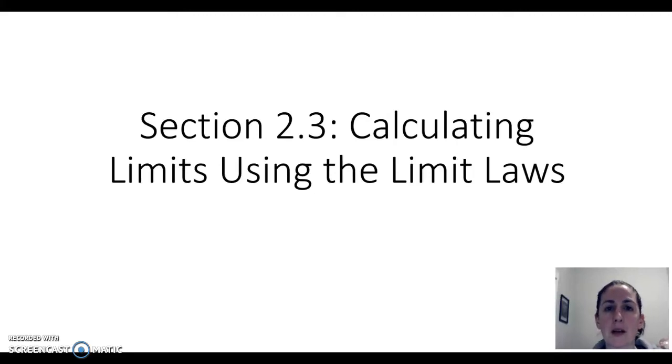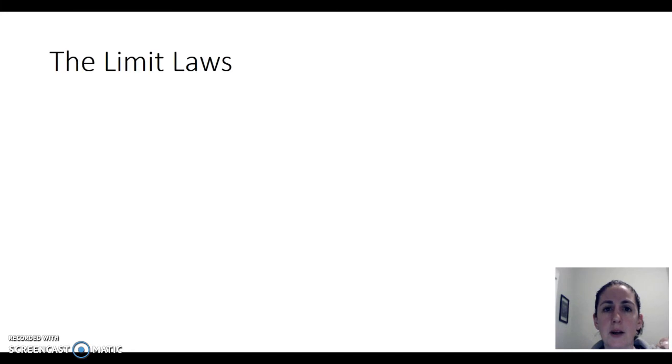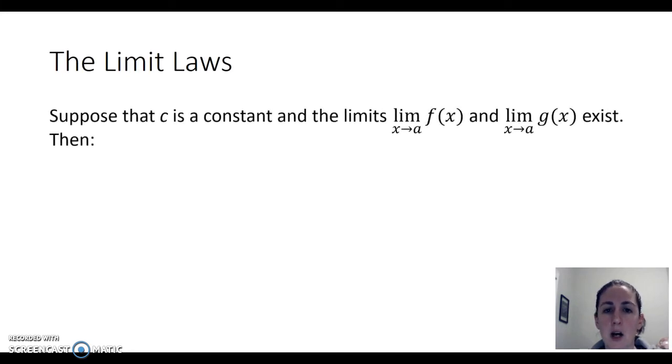Today we're going to talk about calculating limits using the limit laws. So let's start by discussing what these limit laws are. Suppose that c is a constant and that the limit as x approaches a of f of x and the limit as x approaches a of g of x both exist.